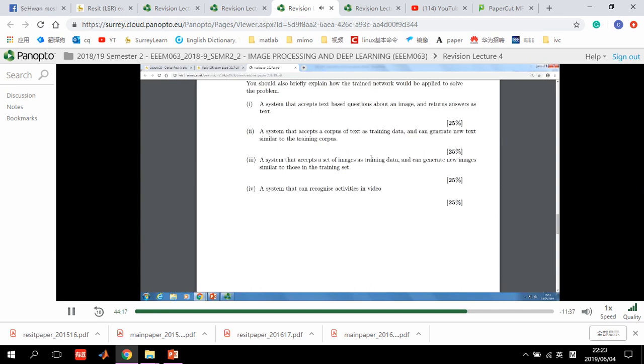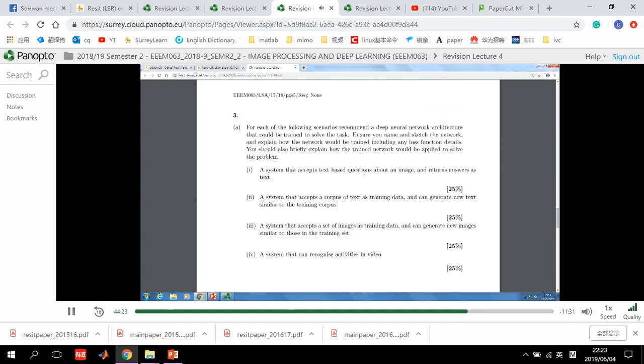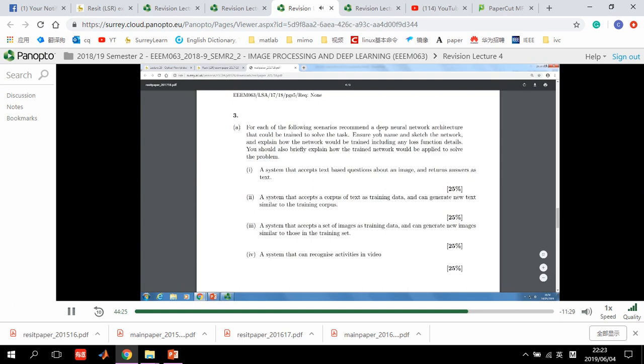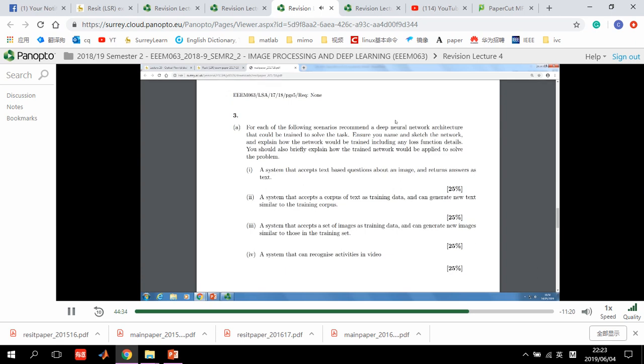Okay. For the previous question, do we need... No, I mean it says you should briefly explain how the train. Oh, sorry. What does it say? It says describe the architecture, name and sketch. Oh, including any loss function detail. Oh, right. Sorry. So it does ask that. Right. So do we not go through each one? Okay. So we talked about.